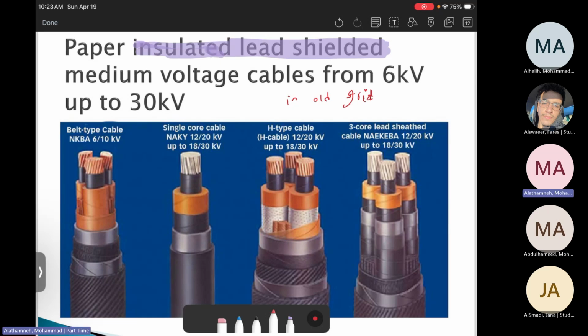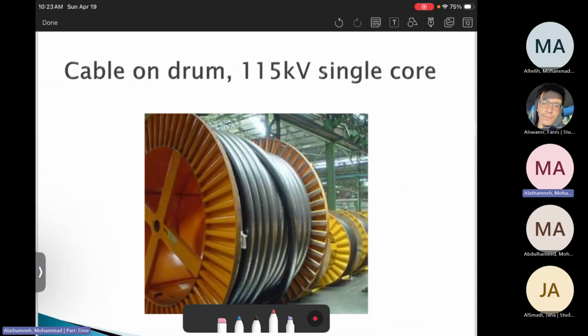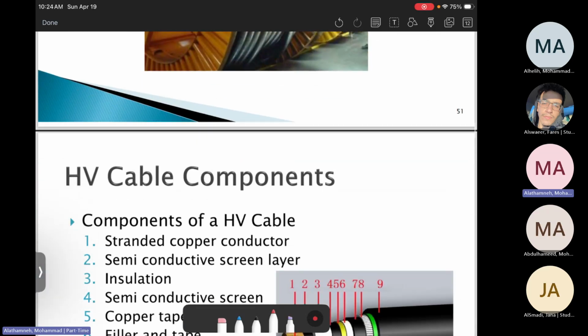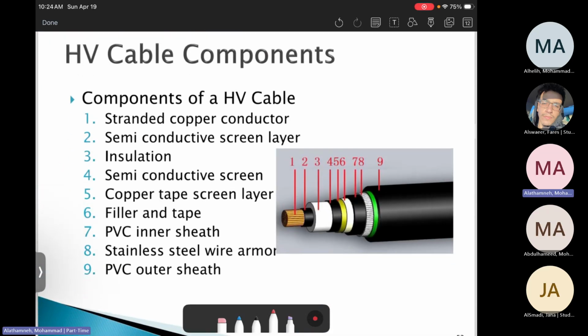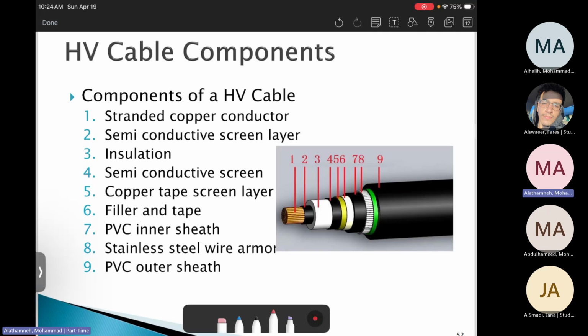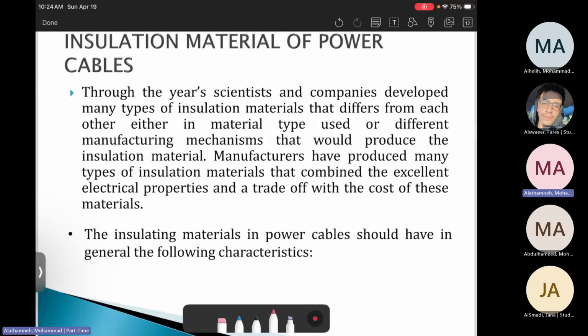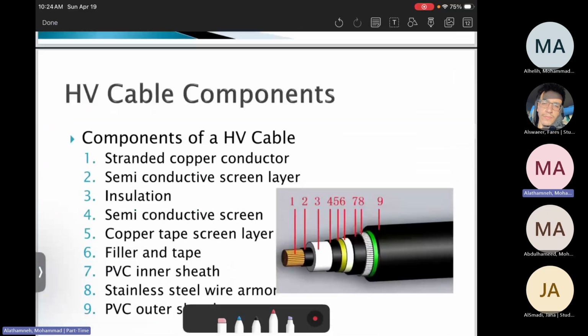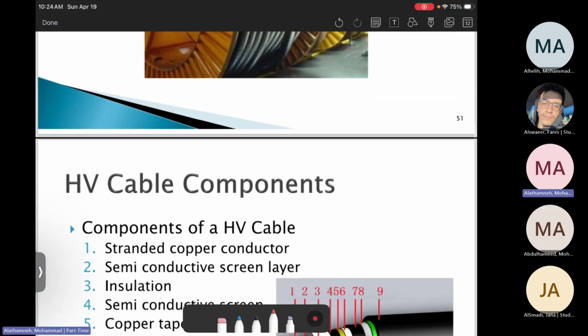This is the oldest one, but again, we can see it in some old systems. Here's how the cable on the drum, 115 kilovolt single core. You see how big it is. Now, those are the high voltage cable components, which we already discussed before, almost the same layers, just repeating the same thing. But before going here, let me summarize some concepts.